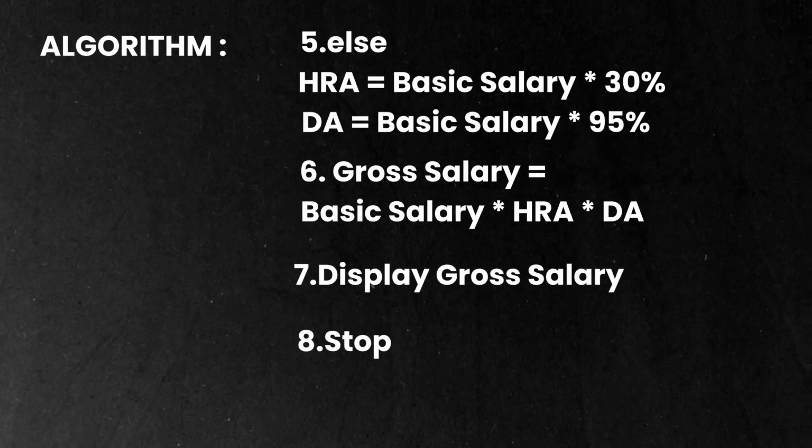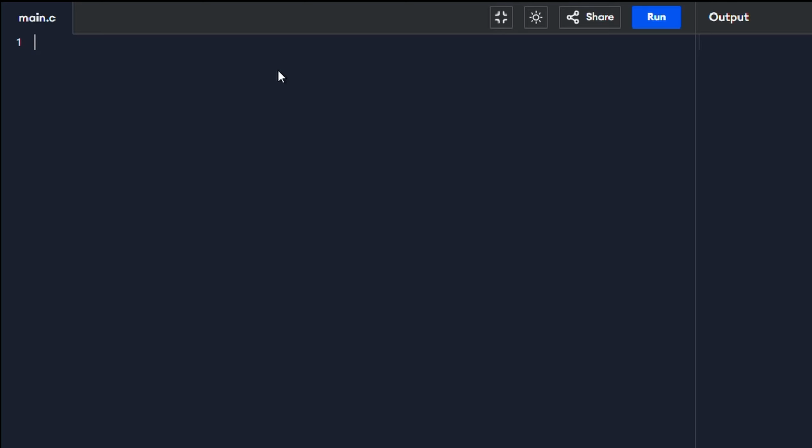Now let us relate the concept and steps with the code. Hash include stdio.h, int main.